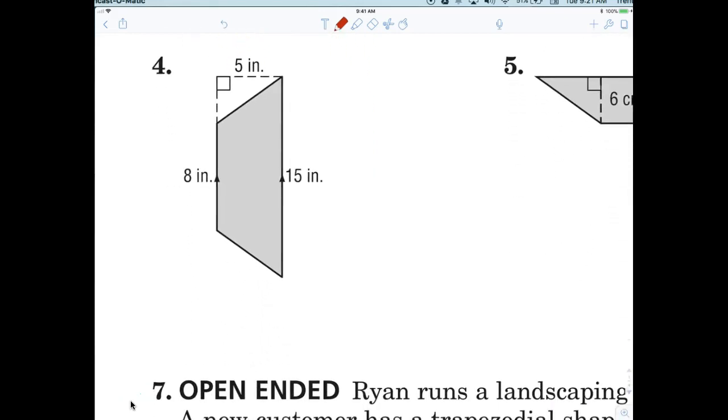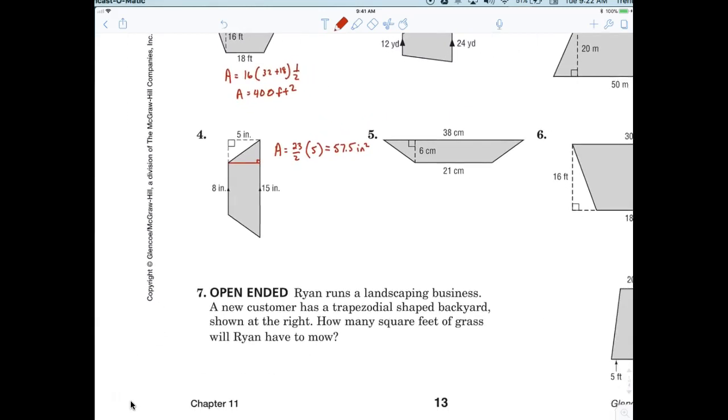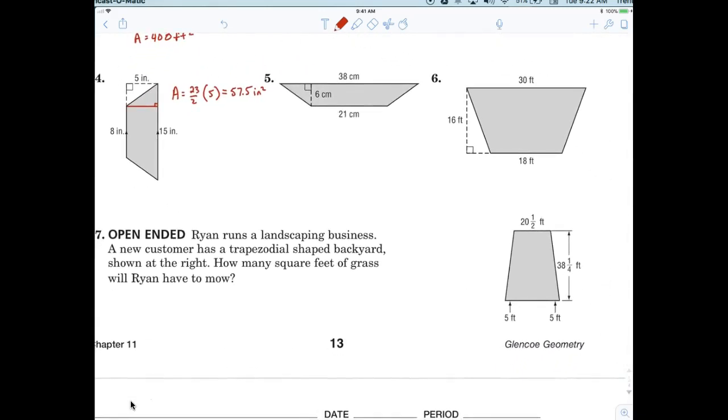Now, if you're looking at question number four, the height is still five. Agreed? It's kind of like what we talked about yesterday when we were dealing with the triangle, and the height can be outside the triangle. So in this case, the height is still five. The area of this trapezoid would be the average of the bases, which would be 23 over 2 times 5. I think that works out to be 57.5 inches squared. Very, very basic. They don't even give us any angles or anything to figure out.